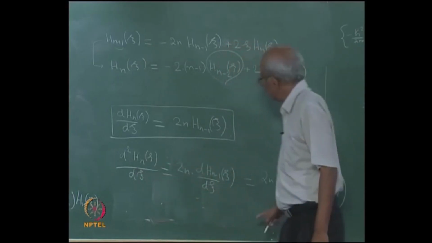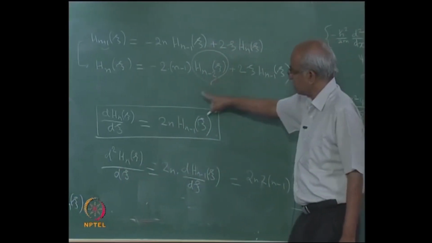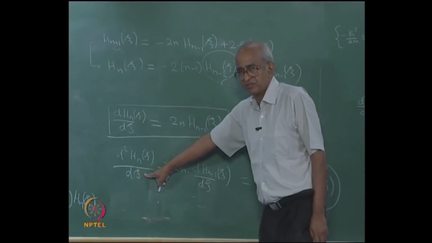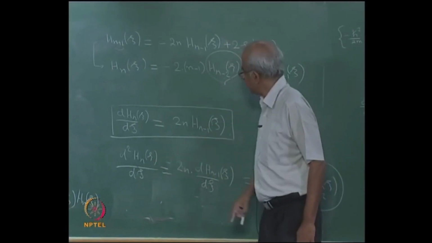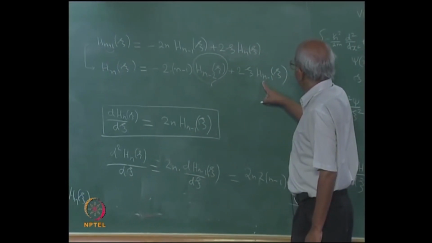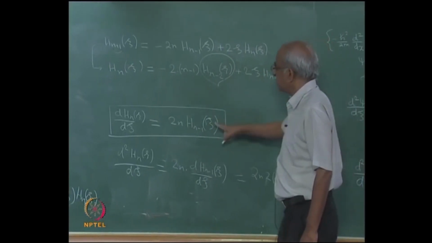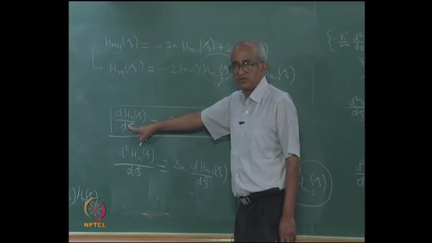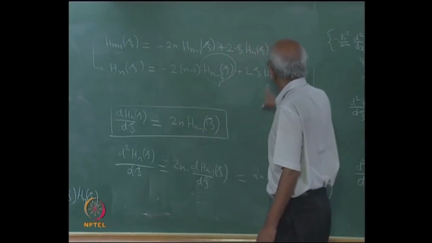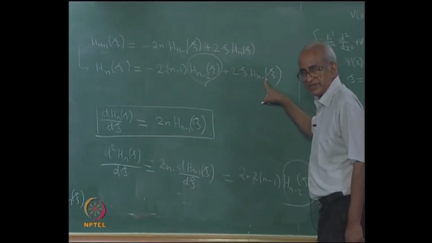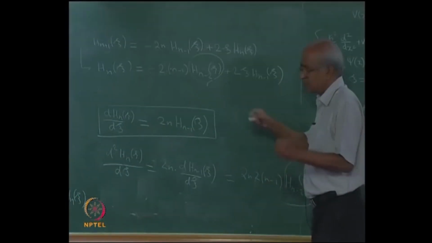So, the h n minus 2 occurring there can be replaced with that. And you have h n minus 1 sitting there, but h n minus 1 is related to the first derivative. So, you can use this relationship, get rid of h n minus 1. So, if you do that, what is the answer?